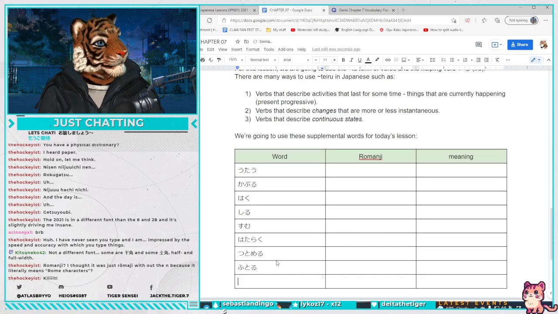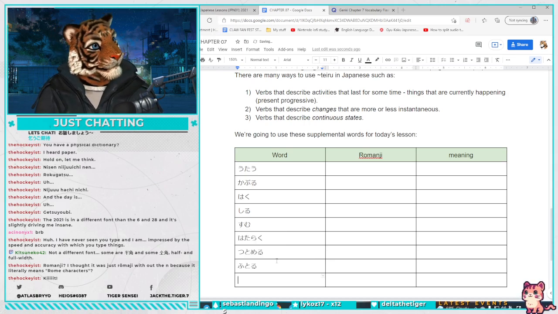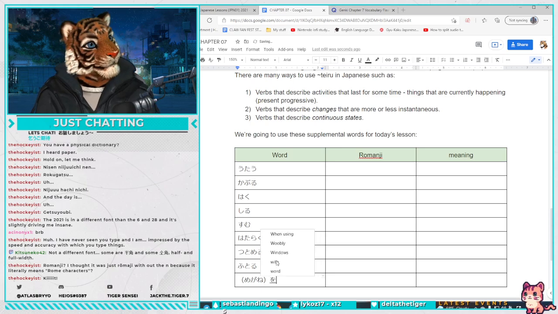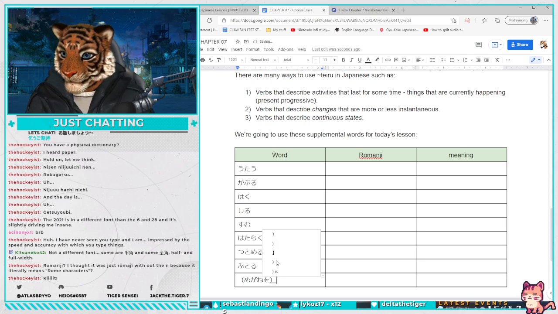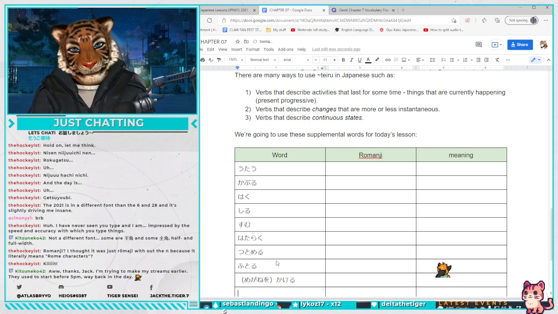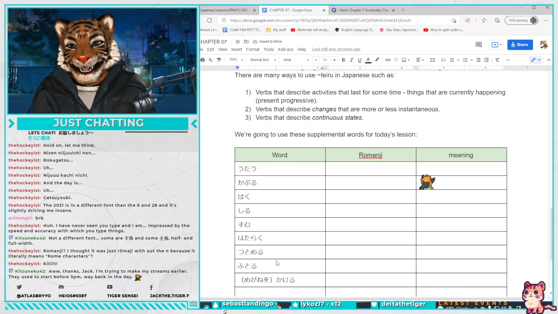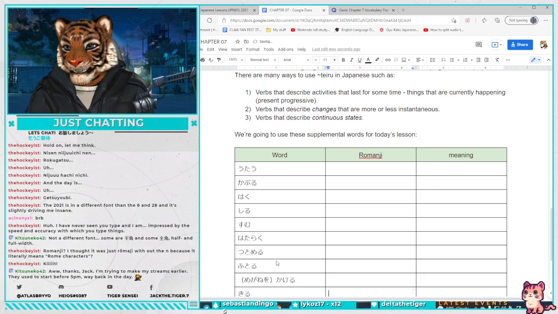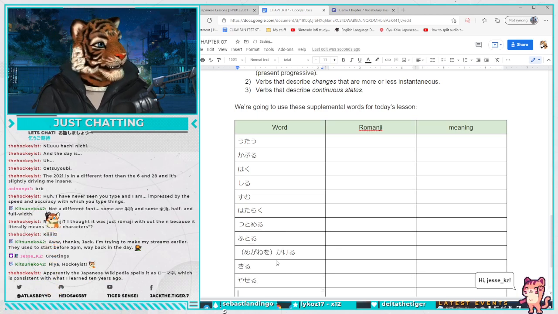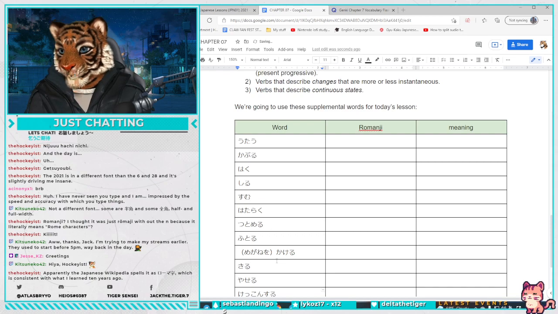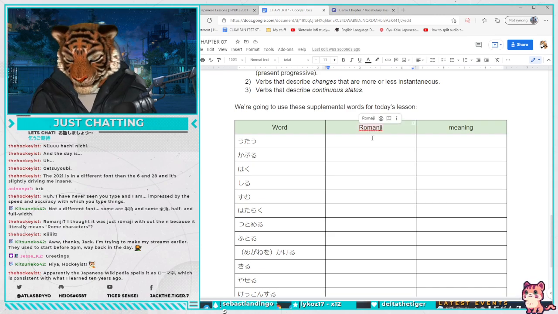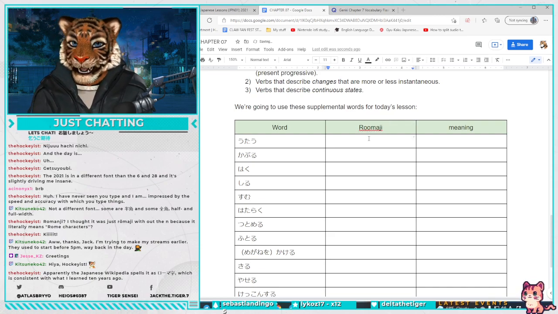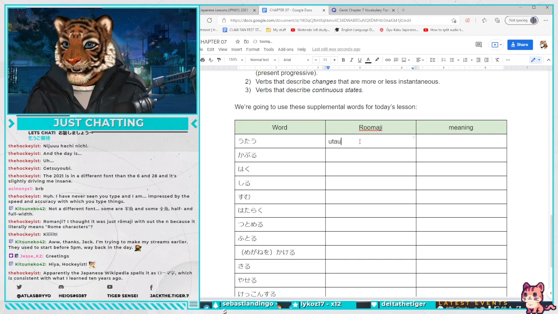Futoru. And then, let's see. Megane o kakeru. Sorry. Oh, akeru. They used to separate before 5 p.m., way back in the day. Oh, kiru. And then yaseru, and then kekkon suru. Now, these are the supplemental words we're going to be using. Romaji. It is romaji.